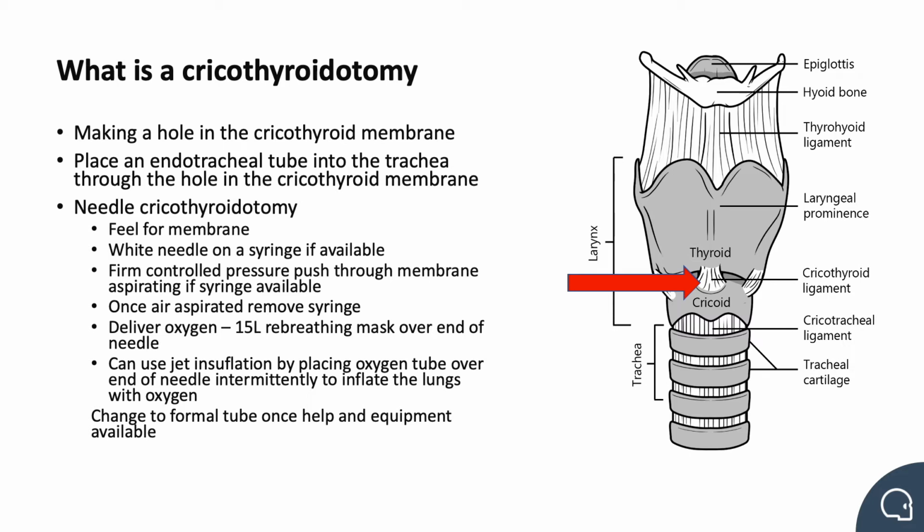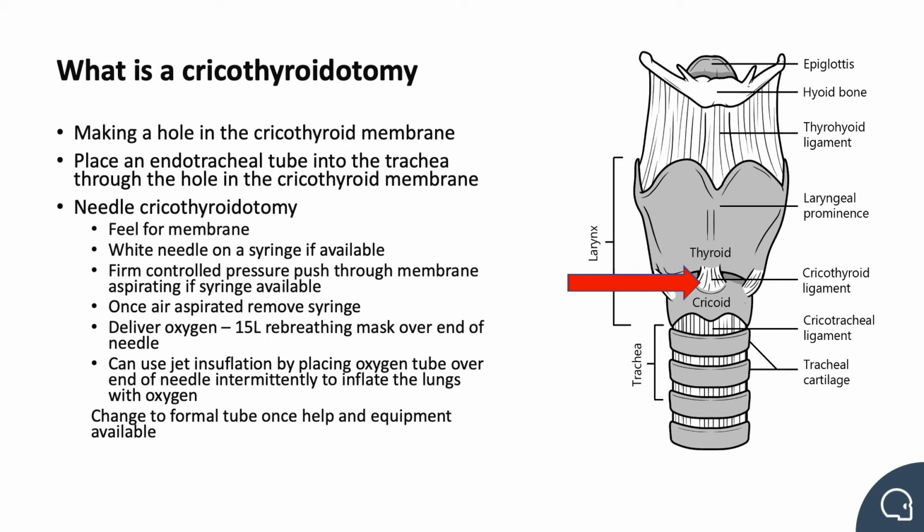On the ward, you can do a needle cricothyroidotomy. You should all be confident now to feel the membrane with a white needle, ideally on a syringe if available. Push the white needle through the cricothyroid membrane, aspirating as you go. Once you're aspirating air, you know you're in the airway. Remove the syringe and you can deliver oxygen with a breathing mask over the end of the needle.